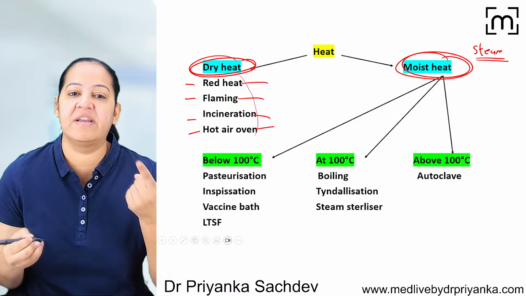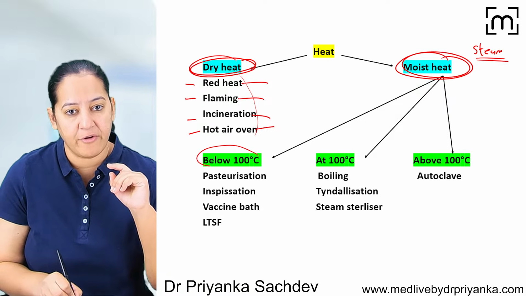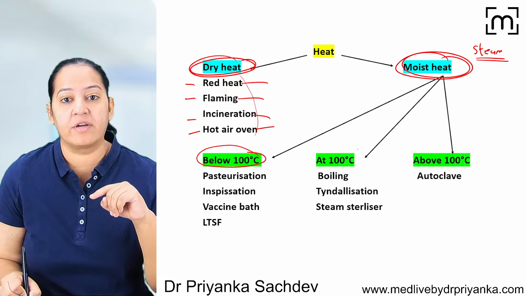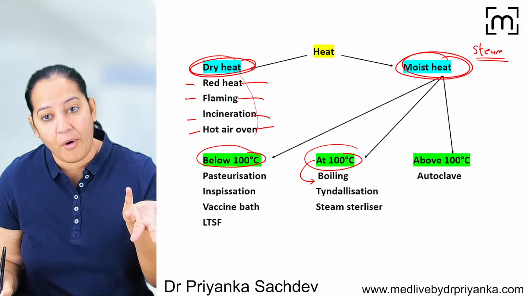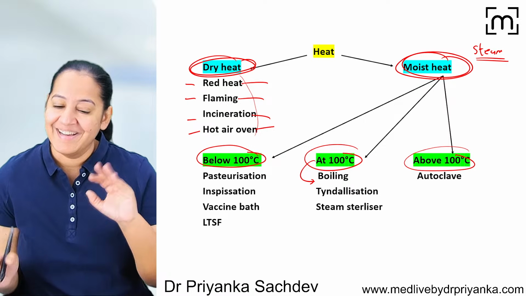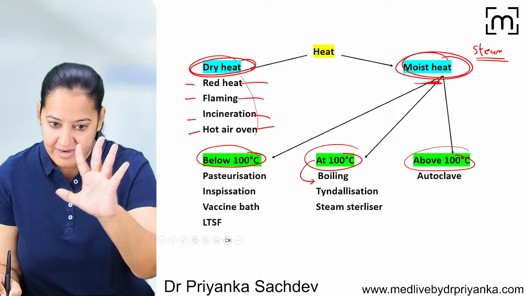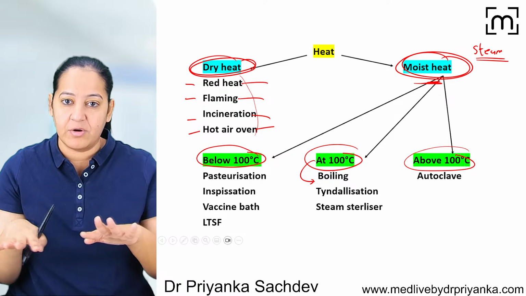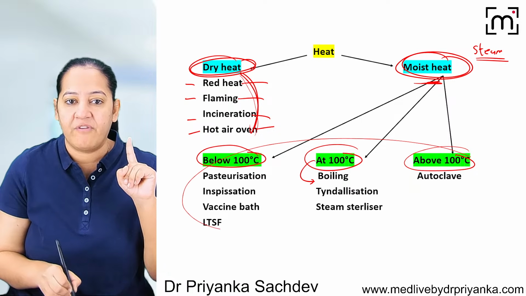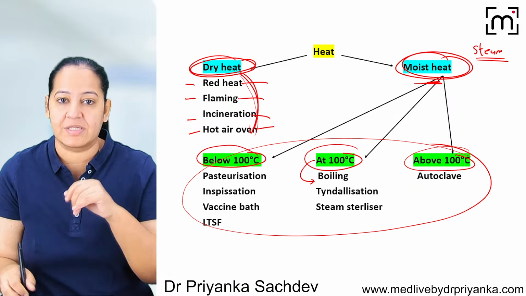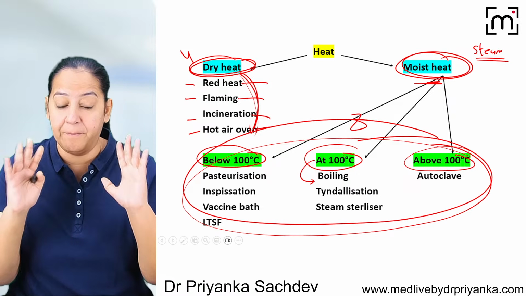Among the moist heat, we will divide them into 3 categories. We can heat the water below 100 degrees, boil the water at 100 degrees, or heat it above 100. So these are the 3 different methods. In the moist one, we will discuss all of them one by one. Whatever is written on this page, you can see 4 methods in the dry, and 8 methods in the moist. I will discuss all 4 in the dry and all 8 in the moist, one by one.